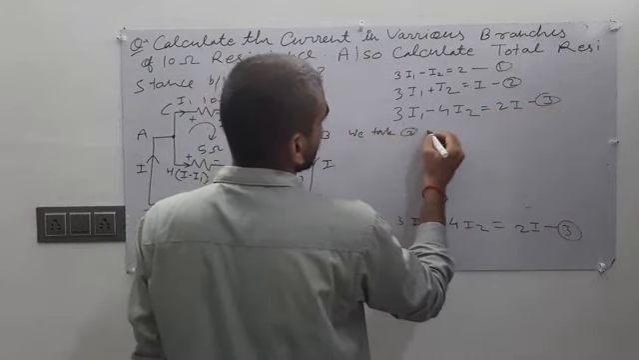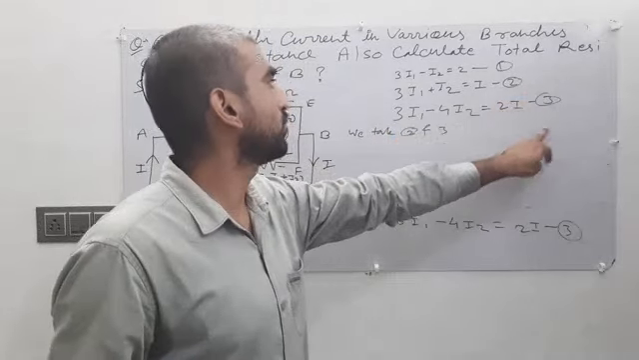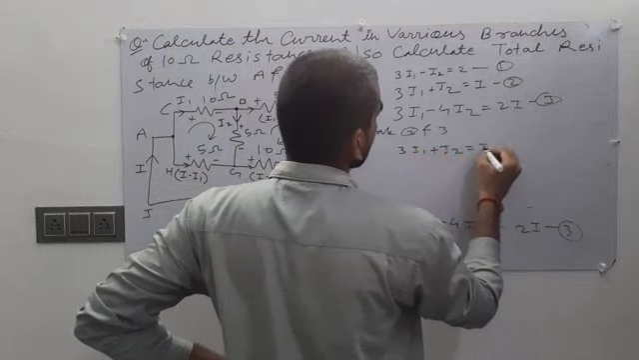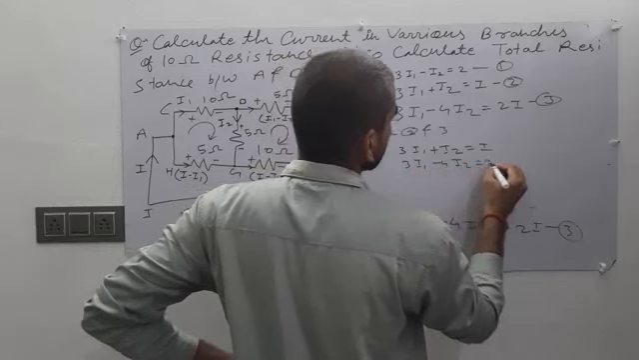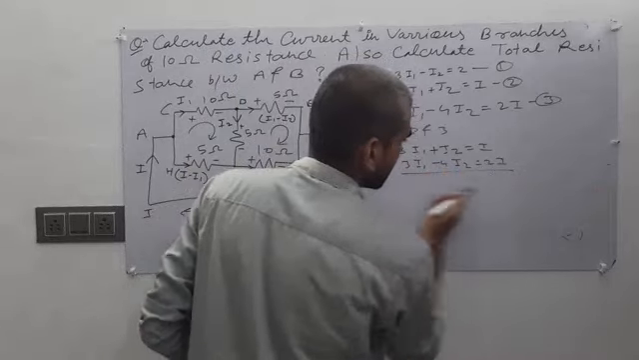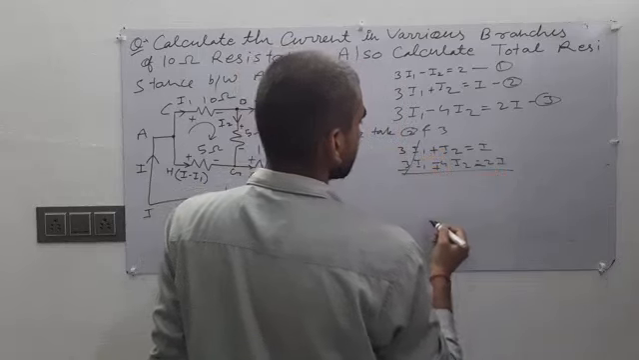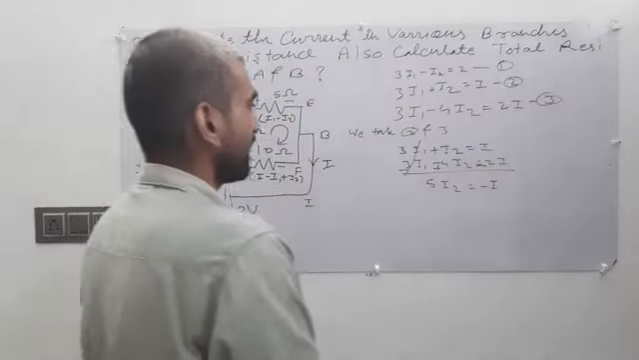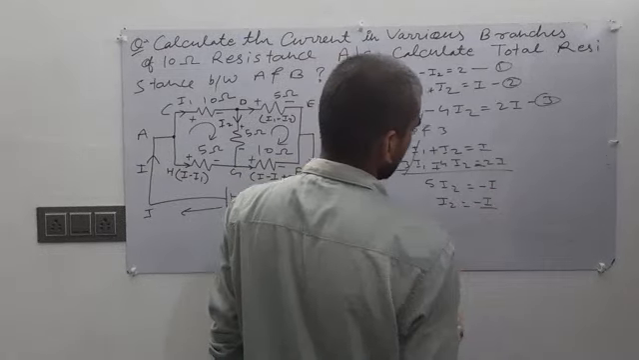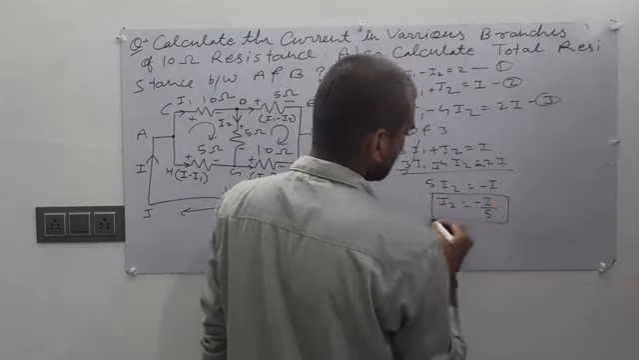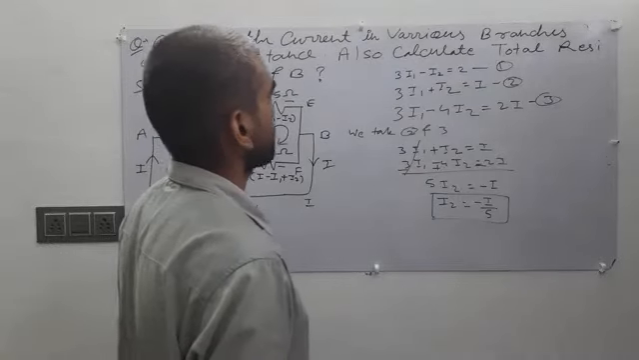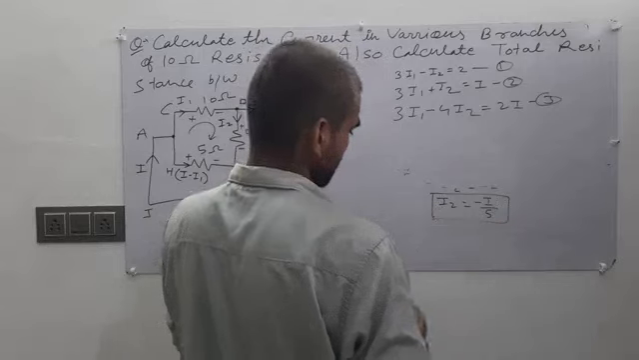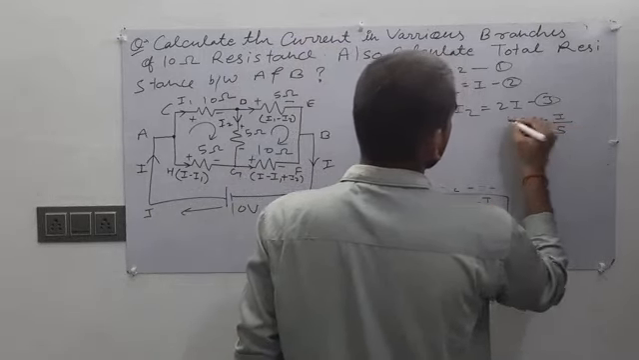We take equations 2 and 3 and solve them. 3 I1 plus I2 equals I, and 3 I1 minus 4 I2 equals 2I. Subtracting, the 3 I1 terms cancel, and we get 5 I2 equals minus I. That means the value of I2 is minus I upon 5.